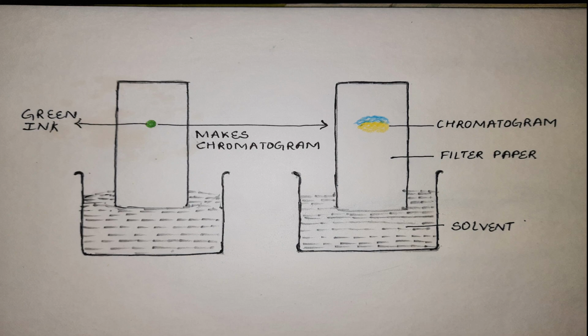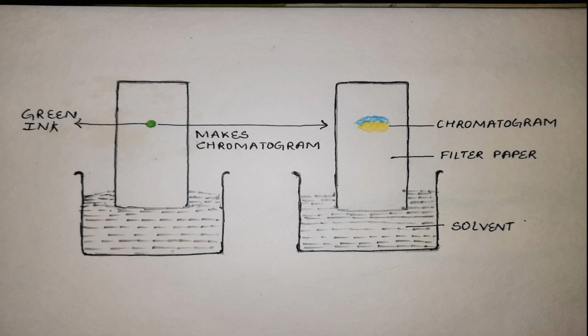yellow. Actually, green ink looks green but it is made up of two colors or two components, that is blue and yellow in the same solvent, and we are able to see this only with the help of chromatography. The dot or point splits into different colors.